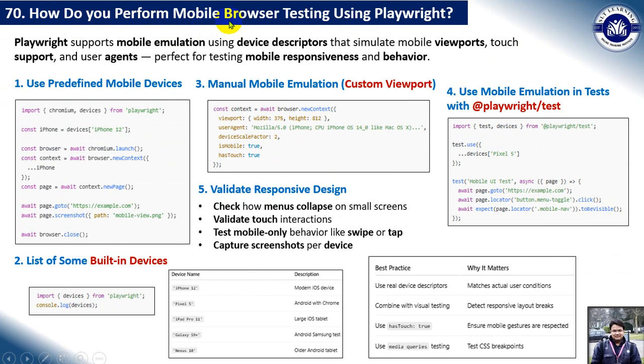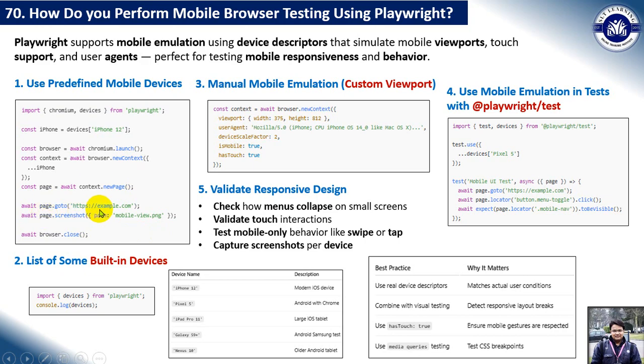How do you perform mobile browser testing using Playwright? Playwright supports mobile emulation and device descriptors to be simulated in a viewport, where you can touch and support all the mobile responsiveness behavior for your automations. Use predefined mobile devices: import chromium and devices from Playwright. You can use const iPhone = devices['iPhone 12']. Then for this iPhone you can create the context, provide the browser and page, and start performing all your actions.